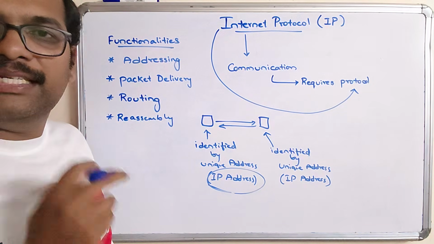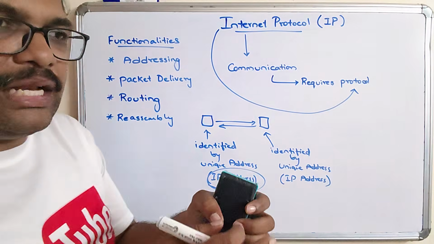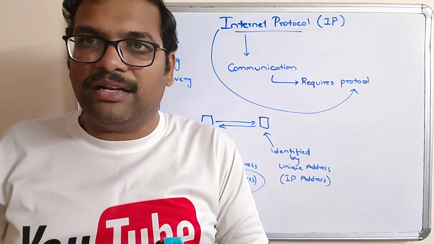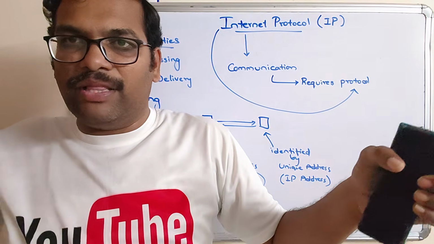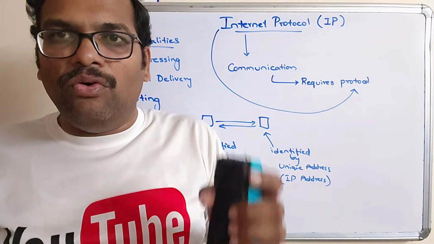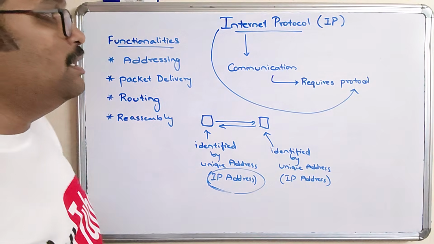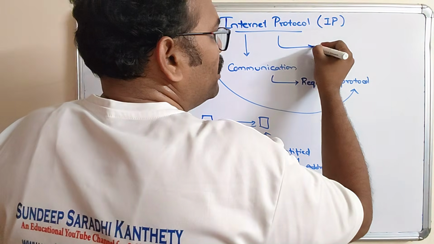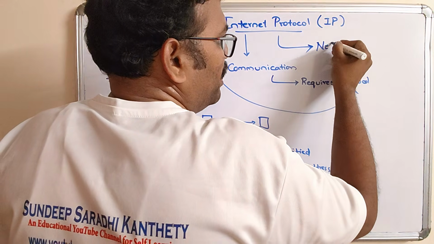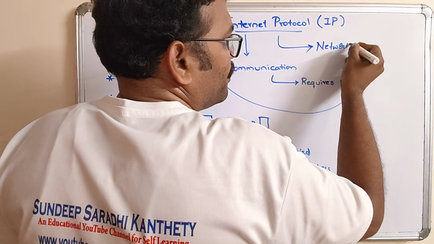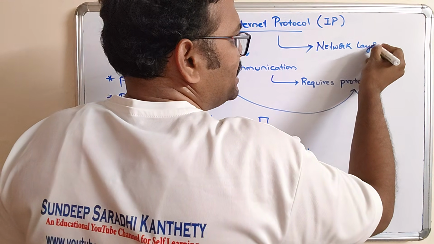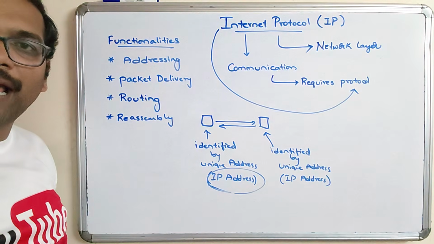It's a protocol. Whenever you hear the word communication, where one system wants to communicate with another, that is done only through a protocol. In which layer will it be? It will be in the network layer. So IP is a network layer protocol.